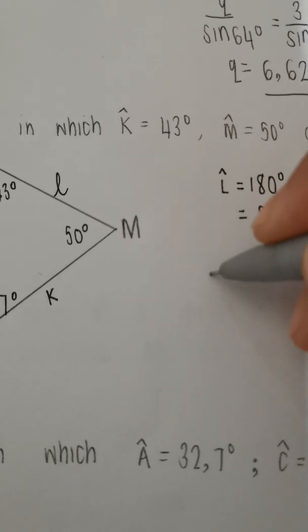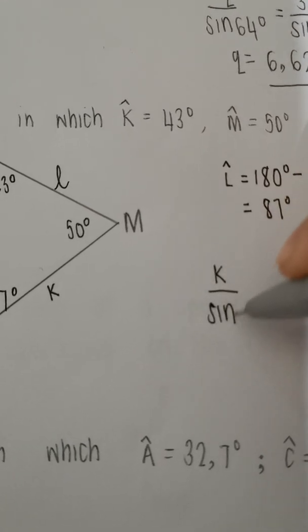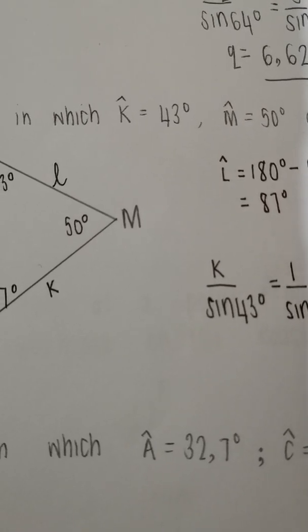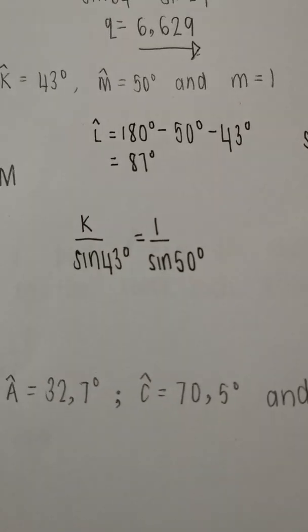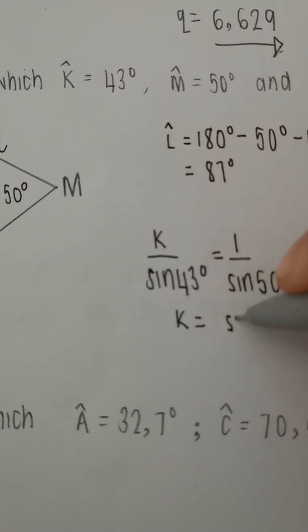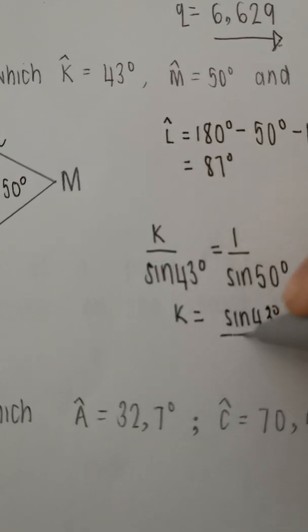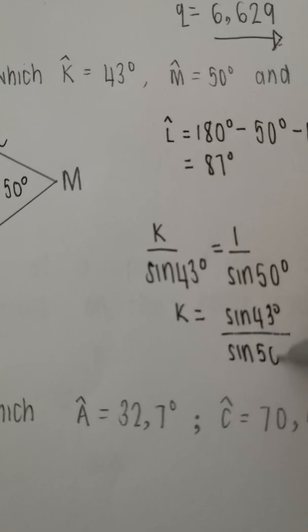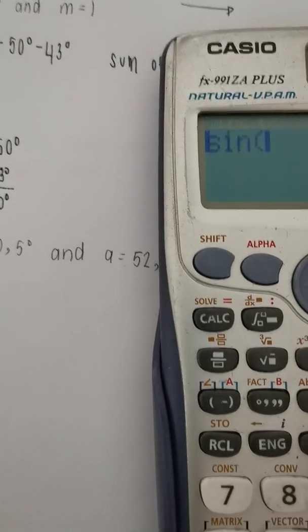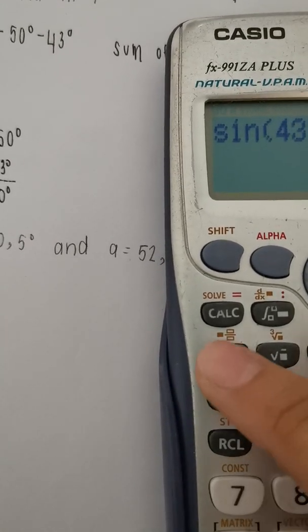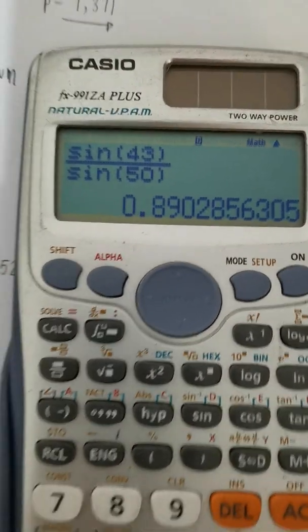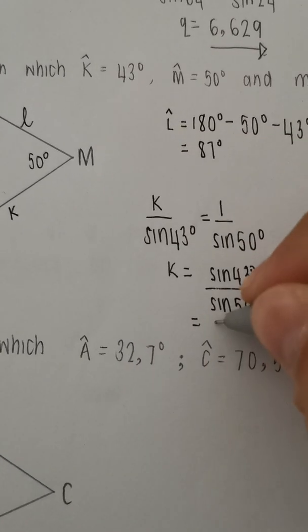So I know, using the sine rule once again. I'm rounding off to 2 decimal places.